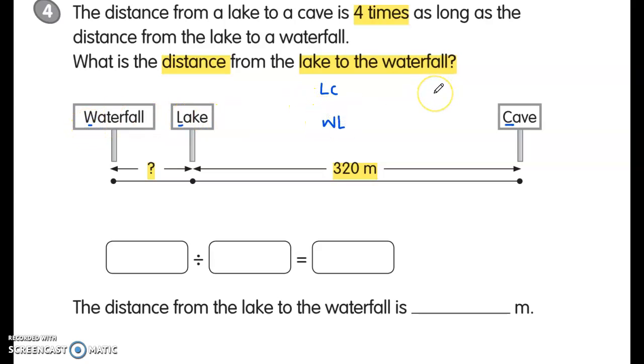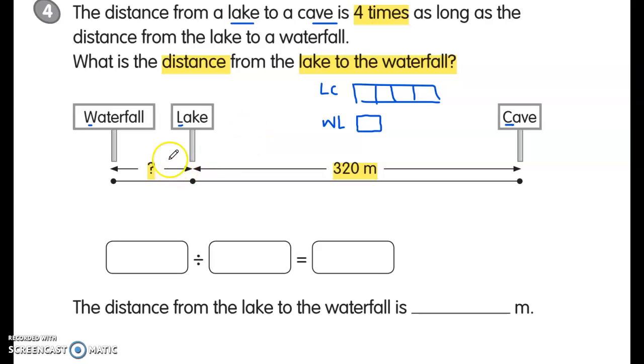So can you tell Mrs. Chai which one do we draw the 4 times? If you say LC, well done. Okay, so LC is 4 times. Can you see? The lake to the cave is 4 times. And so for waterfall to the lake, how many boxes? 1 box, because we are comparing, right? So this is 4 times as long as this.